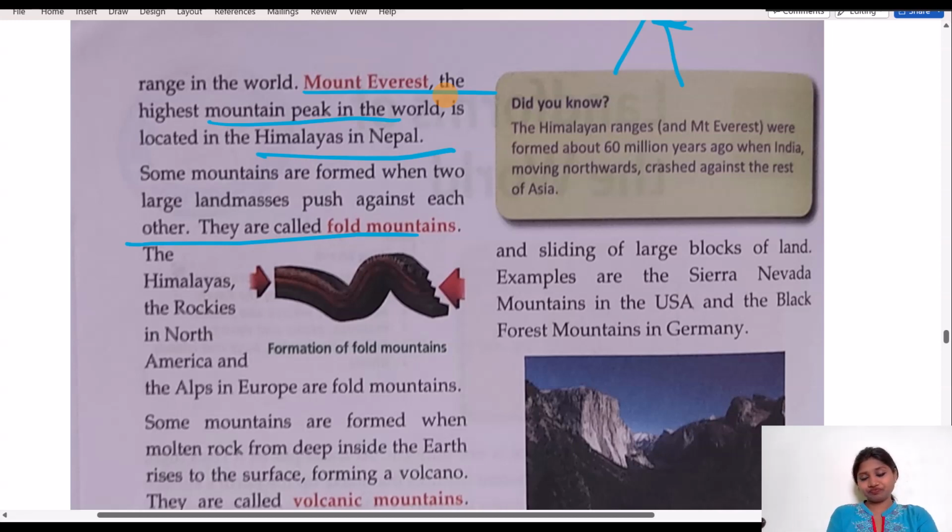Suppose children, here is one plate and here is another plate. If force is applied here and here, you can take one paper as an example. See, I'm taking this one paper as an example. And if I apply force from here to here, what will happen?